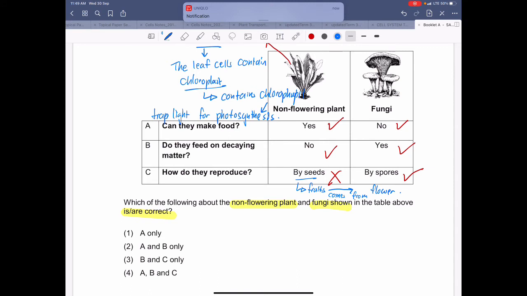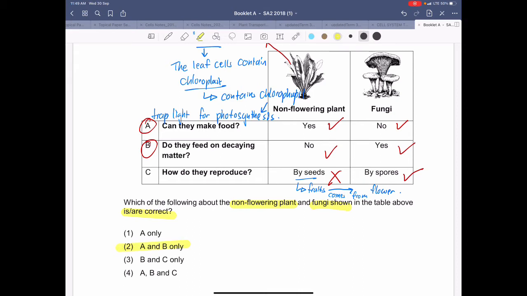So which of the above is or are correct? Okay, A and B is correct, therefore answer number 2. Now I also want you to take note of how I put the tick and how I circle my answers. Why? This is to prevent me from making any mistakes in exam, and to make sure that I'm very clear about how I arrived at my answer A and B.